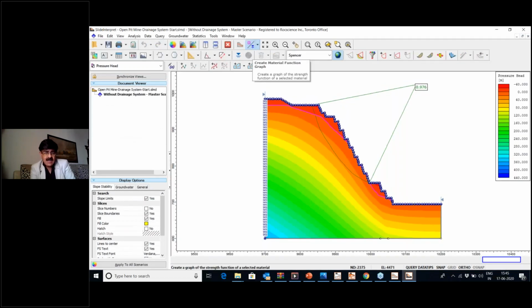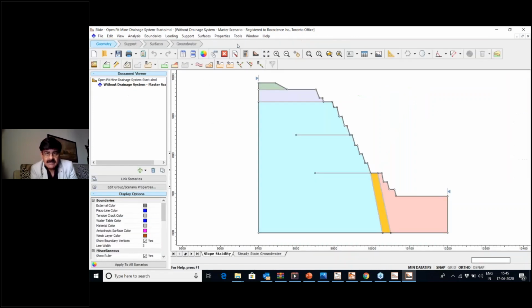And that's what we see, 0.976, which is a low factor of safety. It's not a stable slope. So we need to do something about it. Okay, so let's go back to the modeler.